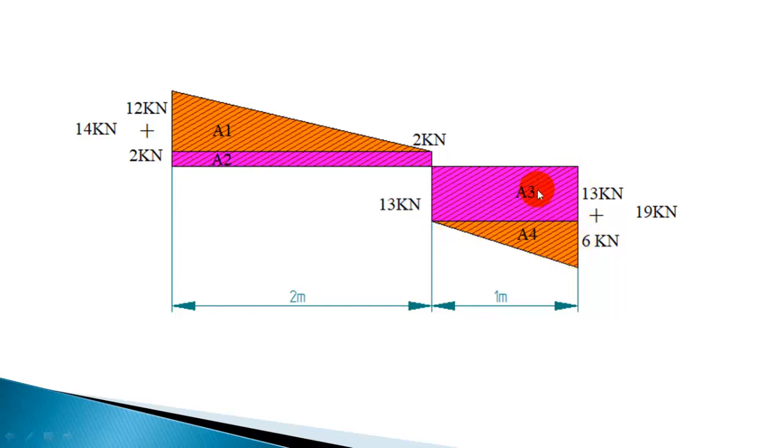So 13 plus 3, total area is going to be 16, and it's a negative area, but when you calculate from the right side, negative areas will create a positive bending moment. You can always calculate from the left side. So you got the peak bending moment as 16 kilonewton meter. Whether you calculate from the left side or right side, you will have the same value of peak bending moment. So the answer is 16 kilonewton meter.